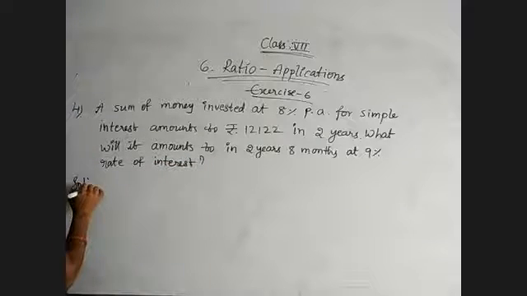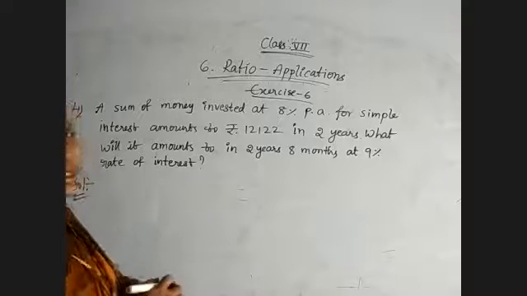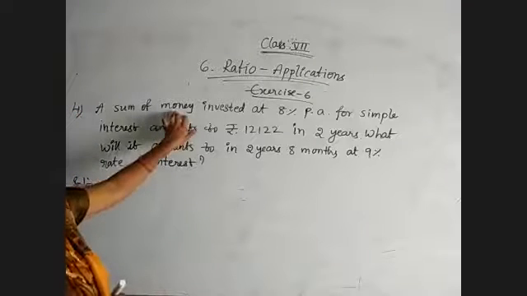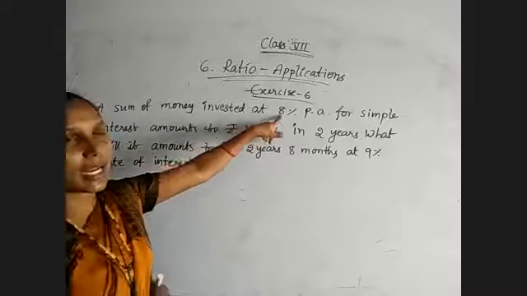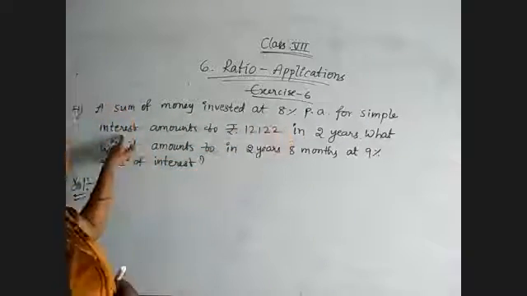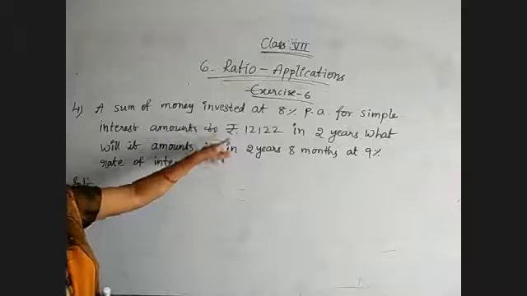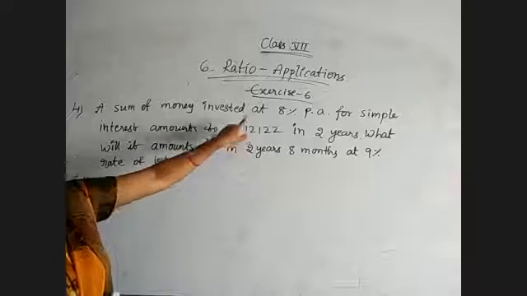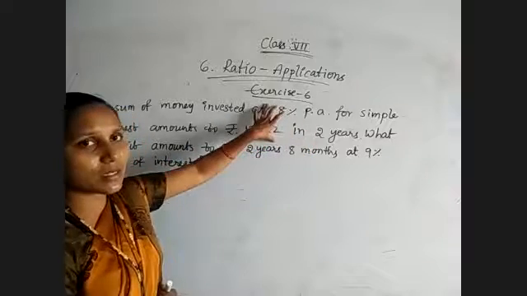Okay, it is a very lengthy problem. Just observe the question. A sum of money invested means how much money invested they did not give, means the principal is not given. At 8% per annum means R is equal to 8. At simple interest it amounts to 12,122. The amount value and R value are given, and T is 2 years. That is from the first statement.